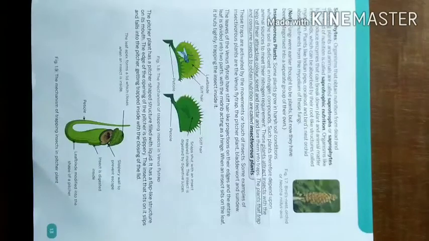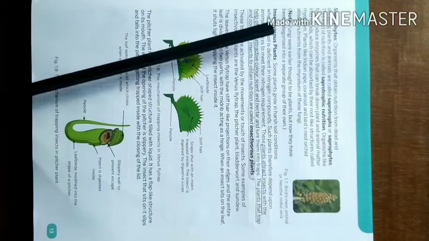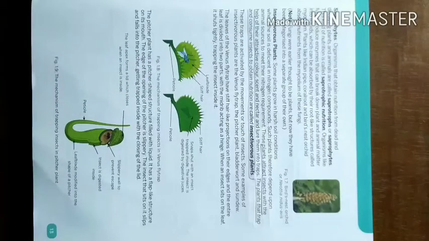So what are insectivorous plants? In the word insectivorous, one word comes, that is insects. From that name we can say that those plants which eat insects for their nutrition, that type of plants are called insectivorous plants, or the plants for which their food is insects. So that type of plants are known as insectivorous plants.